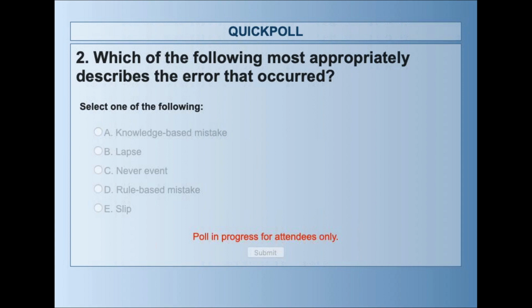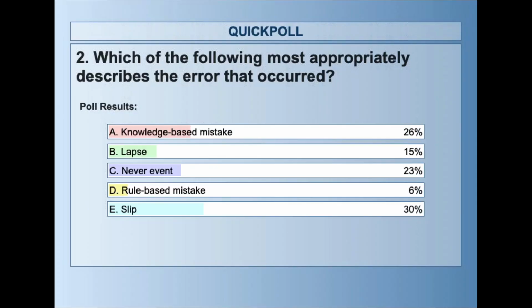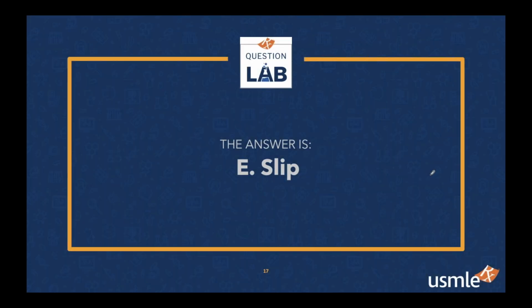And let's see what all of you selected. This is pretty close. So 30% of you selected slip, 26% of you selected knowledge-based mistake, and 23% of you selected never event. So let's take a look and see what the correct answer is. And the correct answer is E, slip, and 30% of you got it right. Obviously, it was a challenging question, but don't worry, Boris is going to explain it to you now. Thank you, Sean. Yeah, definitely a tough question here.